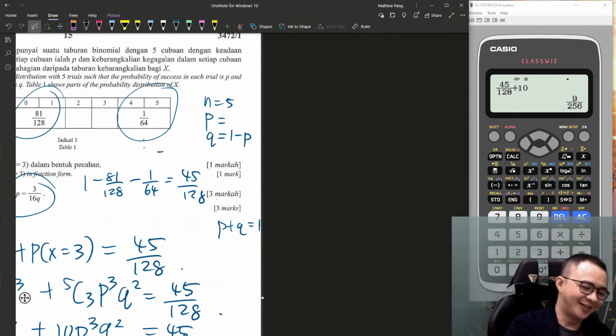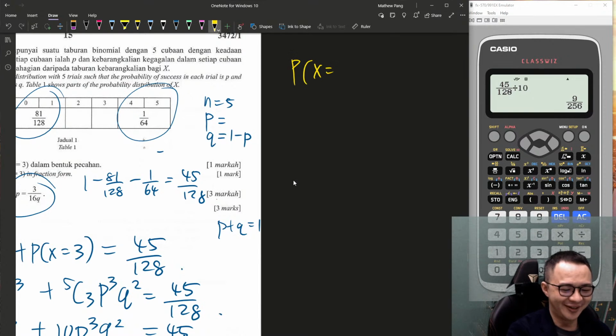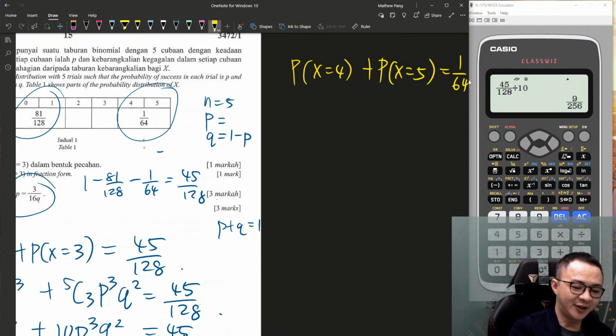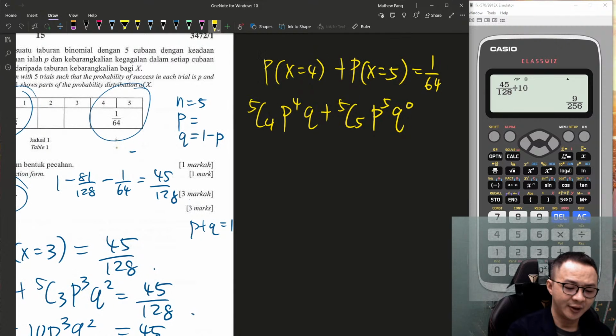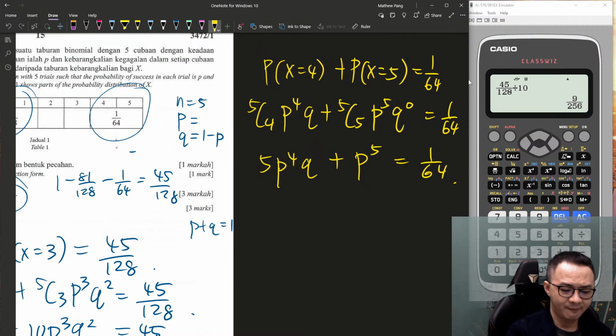Yeah, just for fun, I want to try 4 and 5. Cannot be. Because math is like, no matter how we do, we should get the things we want. Okay, let's try this one. 5c4 p power 4 q power 1 plus 5c5 p power 5 q power 0 equals to 1 over 64. This one is 5p4q plus p5 equals to 1 over 64. Take out the p4, 5q plus 1 plus p.